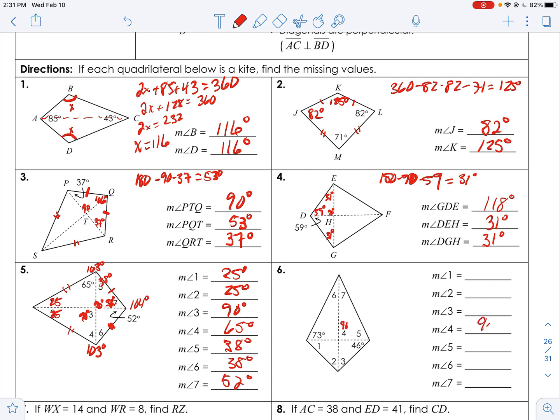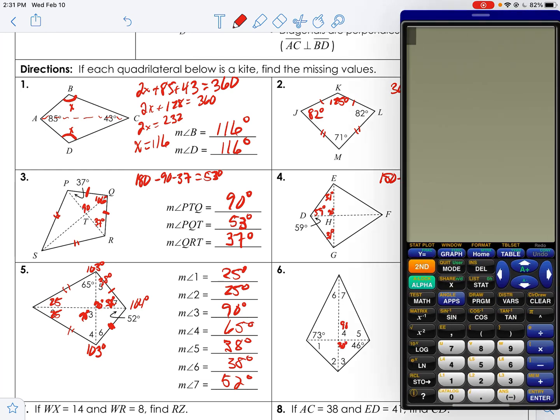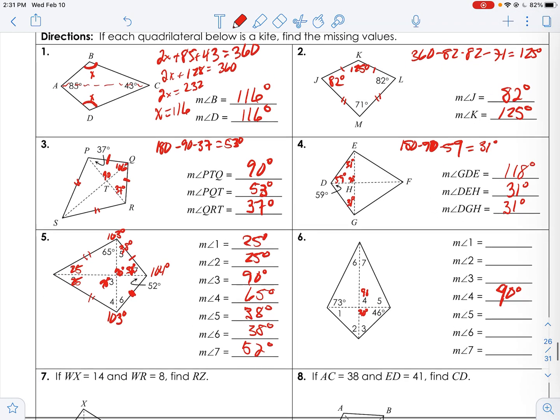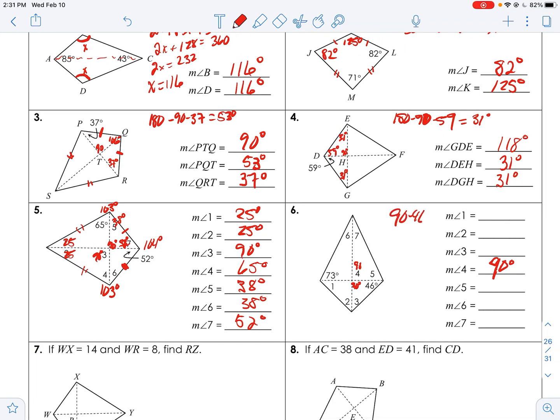Alrighty, here we go. 4 is 90. That one's easy. Oh, that makes this 90, which makes it 90 minus 46, which is 44. So this is 44, which makes this 44. This one's 46, so 46 degrees, 44 degrees, 44 degrees. That one's 73 degrees because they're matching because it's isosceles.